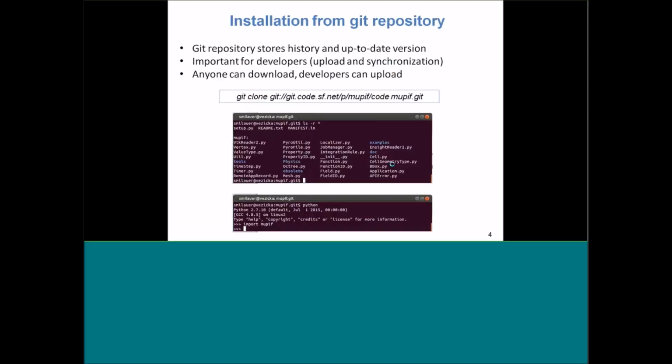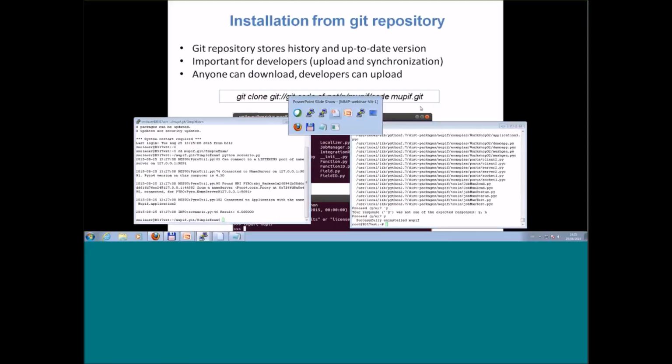We can first look at the Git repository, where we store the most recent and up-to-date version, which is the most important for developers because they need synchronization and to keep in touch about different problems. Anyone can download from this, and just developers can upload, so the repository doesn't get messed up with versions which don't work. The installation is very simple. It uses the git command, works on Linux and Windows as well, and you are basically cloning the repository to some directory, for example MuPIF.git, which will download everything.